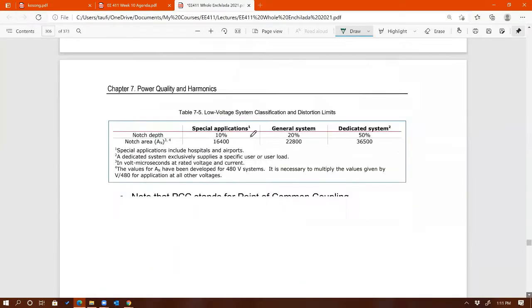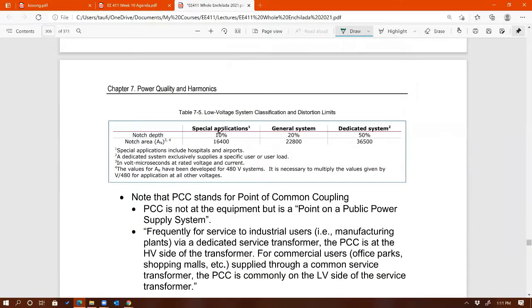And there's another table for line notching, the depth of line notching: 10% for special apps, 20% for general systems, 20% for dedicated systems. That's the amount of dip with respect to the peak value.